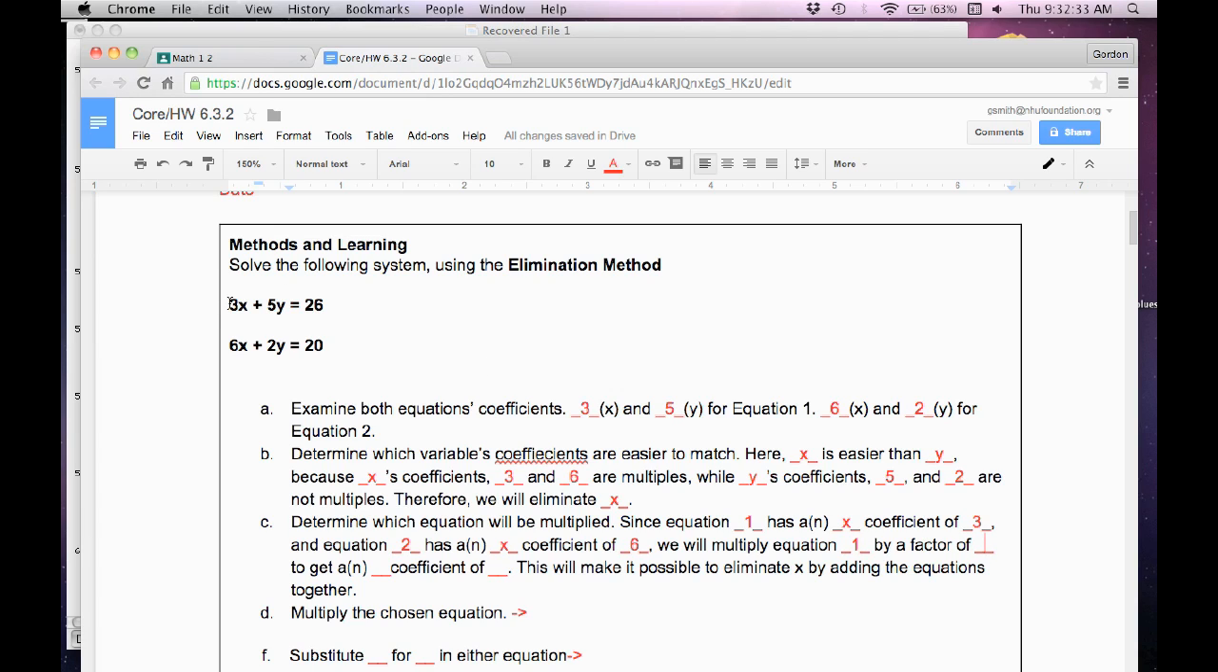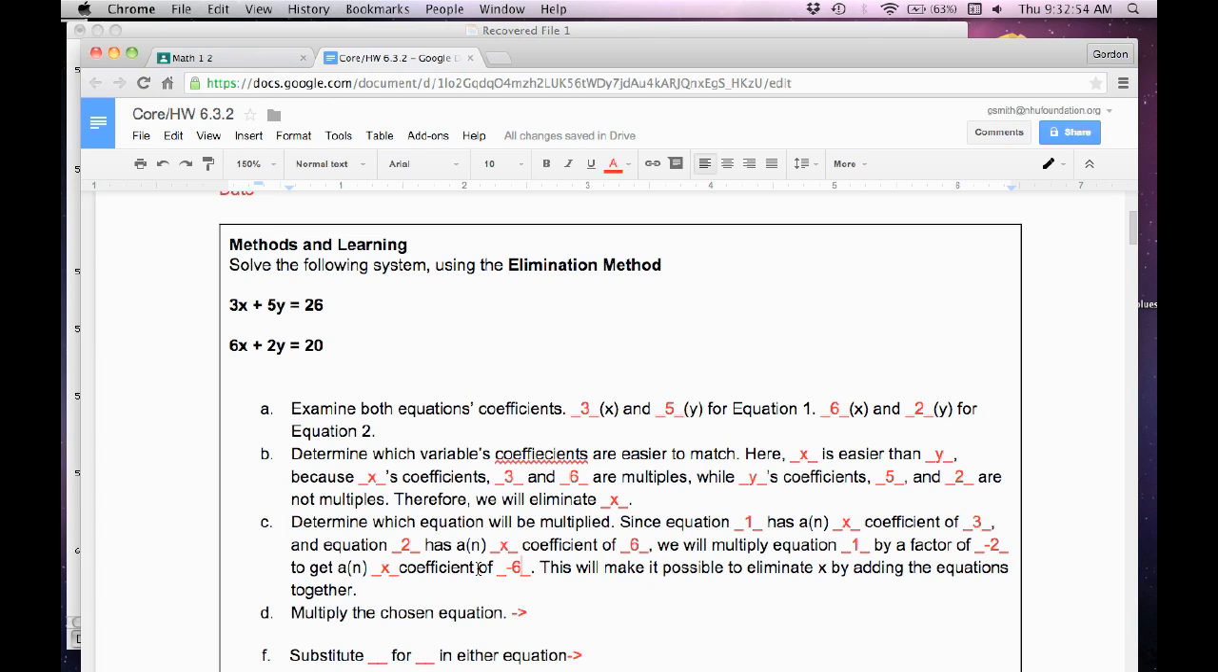Okay, here's what we want to do. We want to make the x's disappear, so I'm going to multiply this by -2 so I can get -6x. So we're going to multiply by a factor of -2 to get an x coefficient of -6 because 3 times -2 is -6. This will make it possible to eliminate x by adding the equations together.